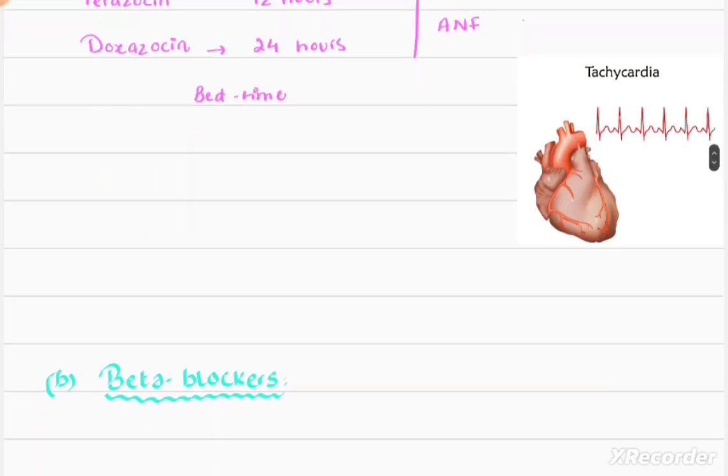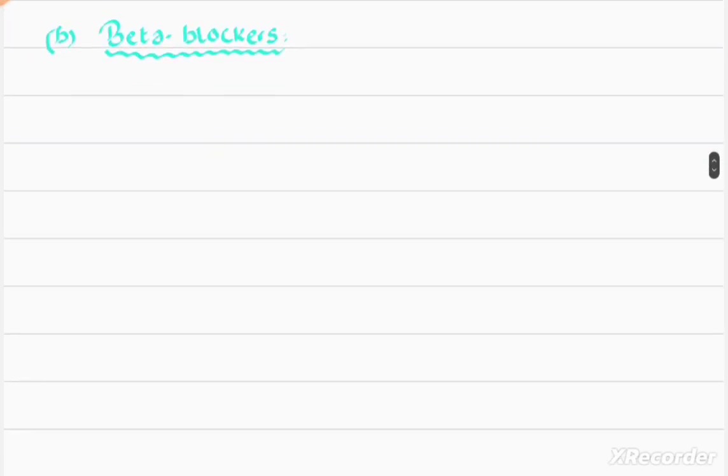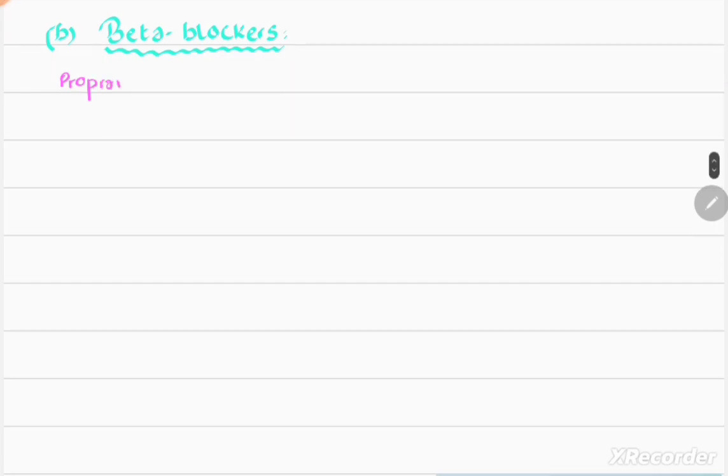The next class is the beta blockers, and beta blockers are the most widely used drugs for the treatment of hypertension. And among the beta blockers, the first drug or the prototype is propranolol. Propranolol is a non-selective beta blocker. It acts on beta 1 as well as beta 2 receptors. These receptors are present in the heart, and what propranolol does is that it binds with these receptors and it reduces the cardiac output, and this is how it has an antihypertensive effect.